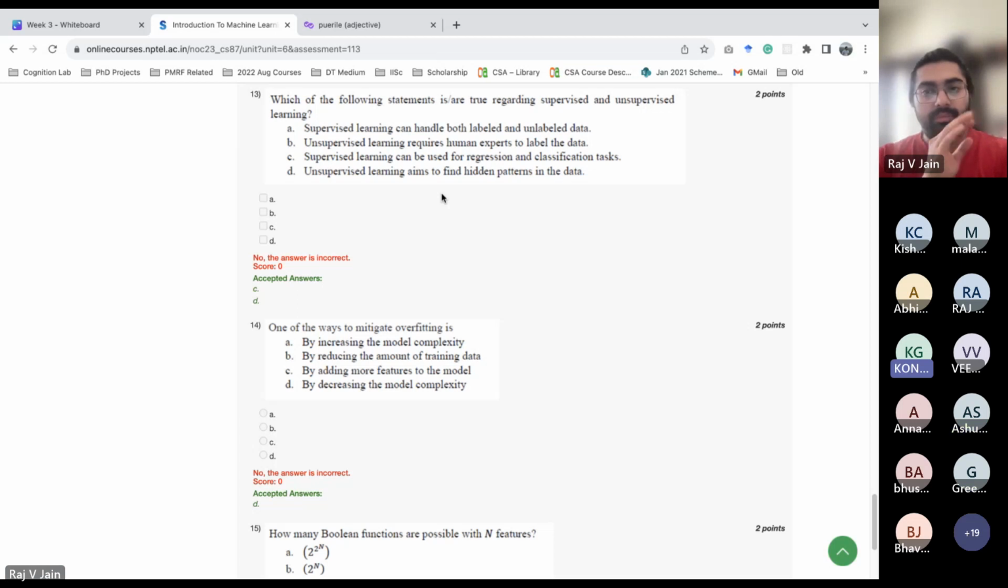Sir, why can't D also be a valid answer? Unsupervised learning basically means clustering, right? Clustering you can interpret as finding patterns or groups in the data. C and D both are correct. It is accepted, right? C and D both. C and D, yes. Okay. C and D both. Yeah.